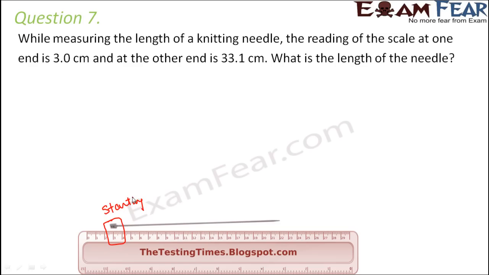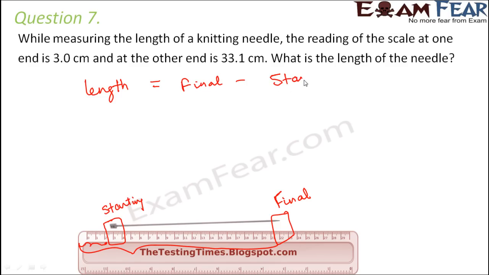So let's say this is the starting reading, and this is the final reading. If we want to measure the length, what would it be? The final reading minus the starting reading, because the final reading would be the total distance from here and the starting reading would be the total distance from here. The length of the needle is this total distance minus this total distance. So then you are left with the length of the needle. Basically the length of the needle would be equal to the final reading minus the starting reading.